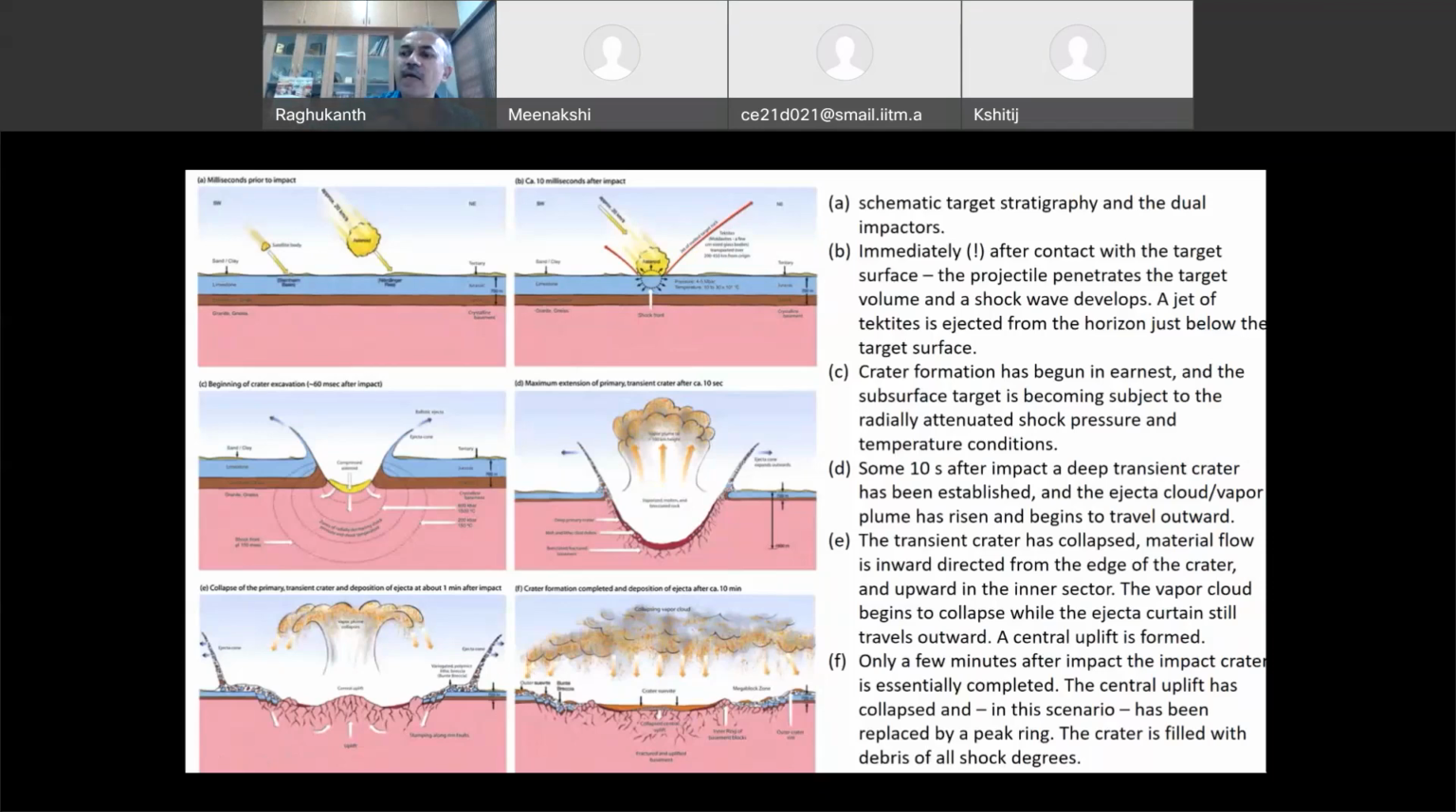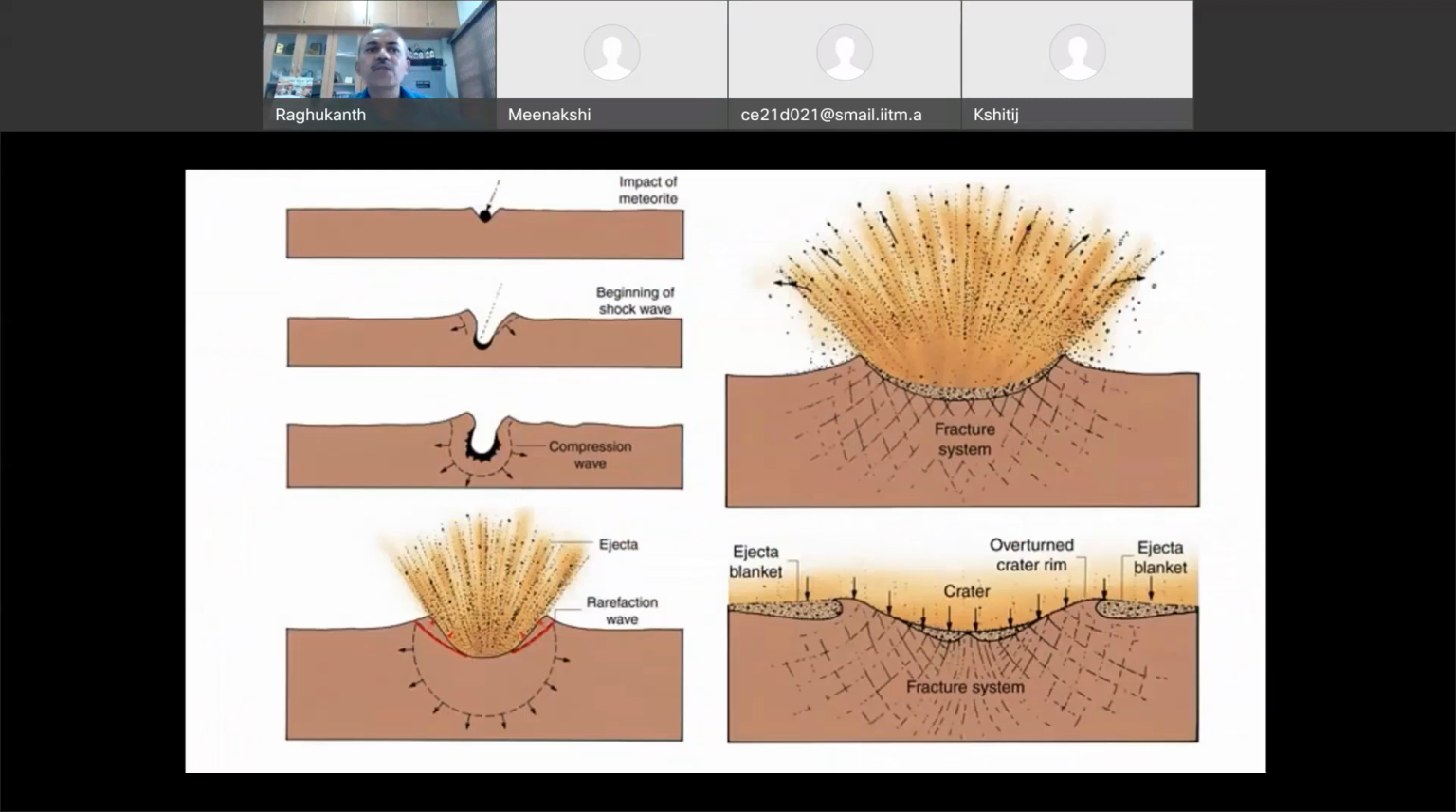So this is how the crater gets formed. These are the various stages of how a crater gets formed. The same thing I am showing you here. The impact starts, and shock waves form. Once the material comes up, because of high temperature and high pressure it vaporizes, and then the shock waves happen and the compressive waves go.